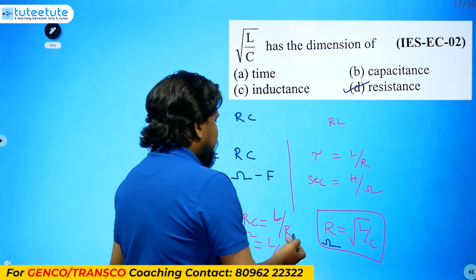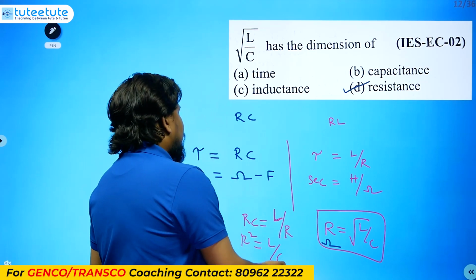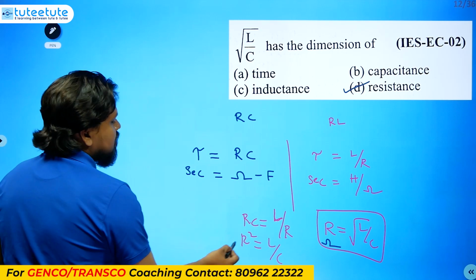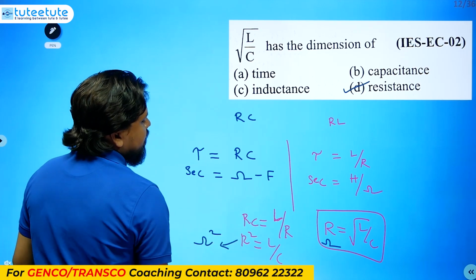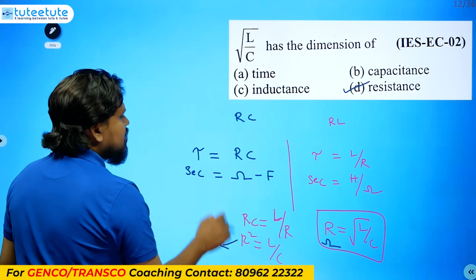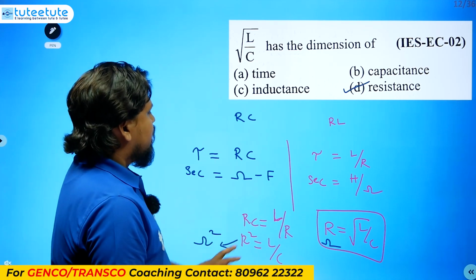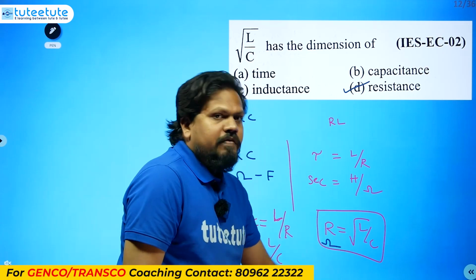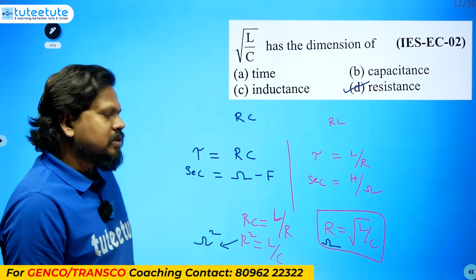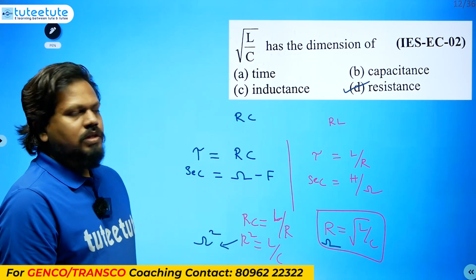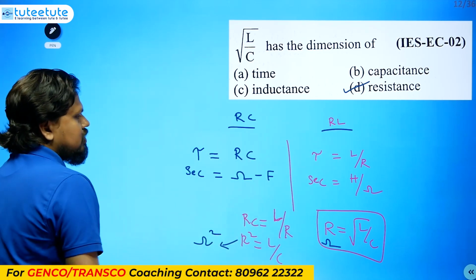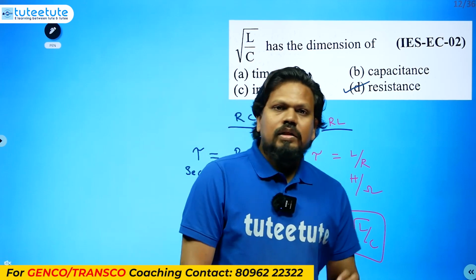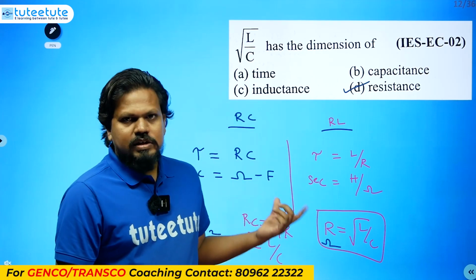Otherwise they may ask about L by C. What is the unit of L by C? L by C is ohm square. What is the unit of L by R? L by R is seconds. RC is also seconds. Sometimes they will ask C by L also. According to that we need to answer. Whenever you get a doubt, think about these two circuits and get the answer. In the exam we need to get the answer, that's why we have made this kind of analysis.